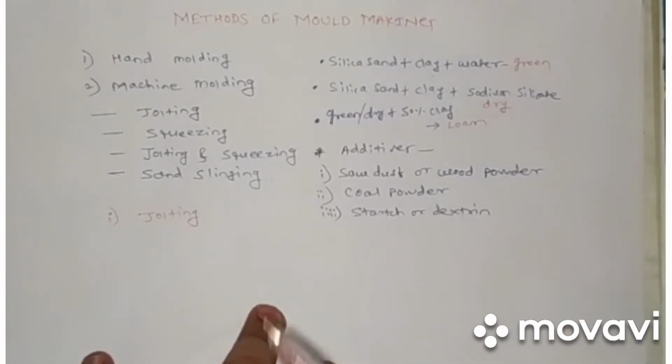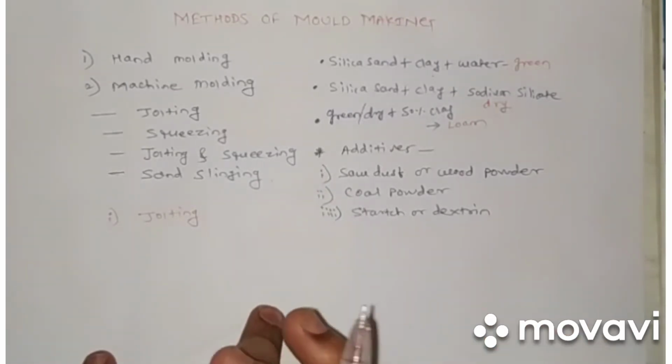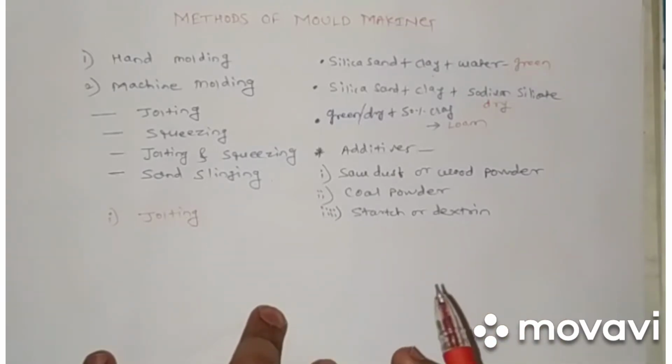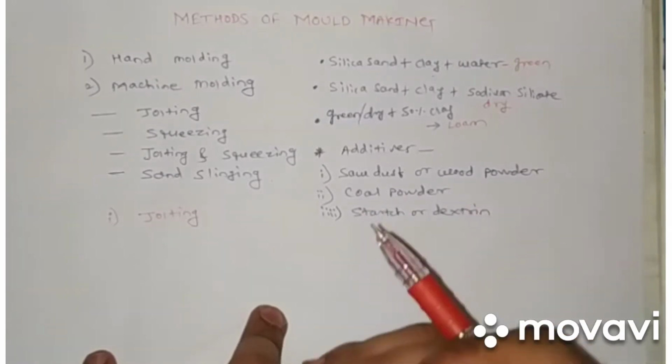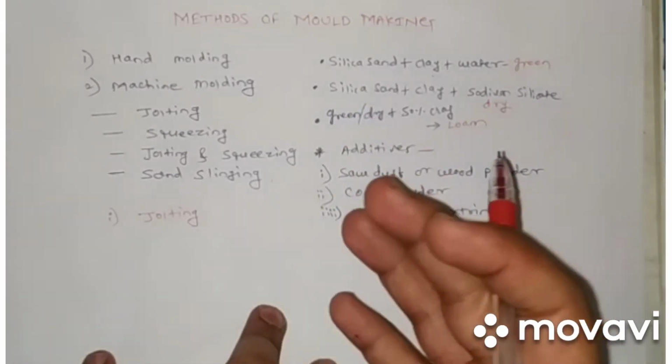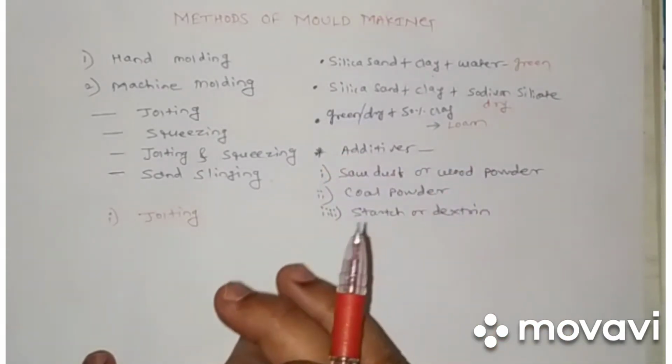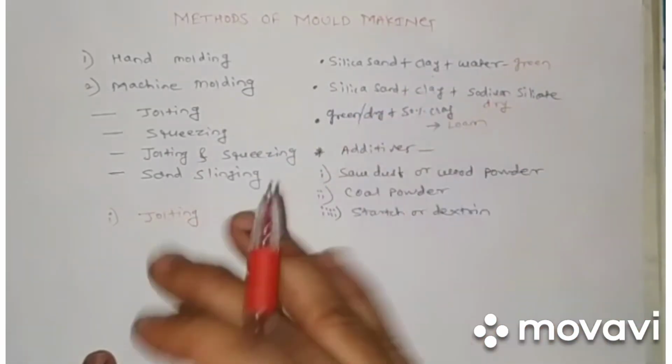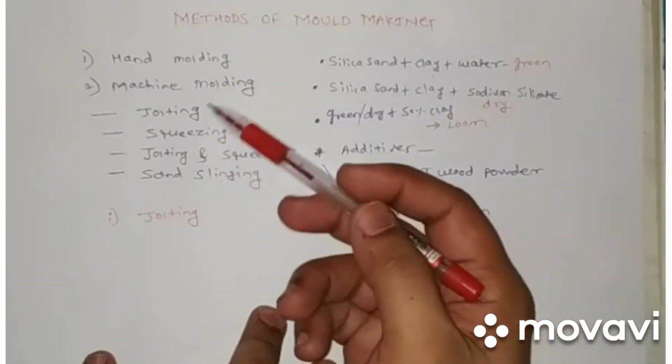Now we will see the different mold making processes. The first one is hand molding. This is a manual method in which the sand is poured and ramming is done by hand, but as we know we cannot apply the same pressure by hand, and that's why this mold does not have uniform strength in all directions. So we have to go for machine molding.